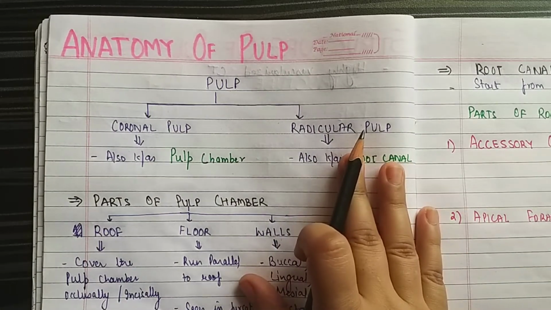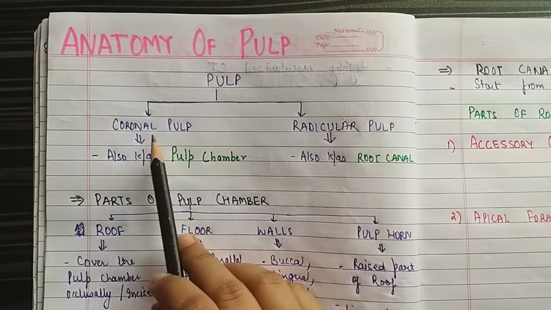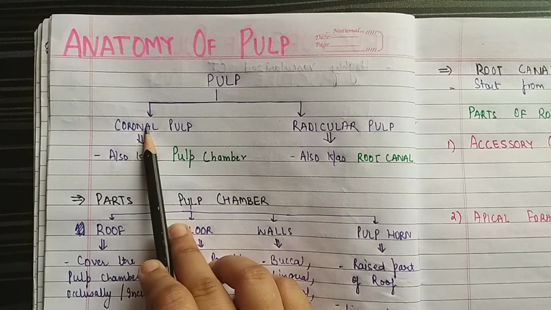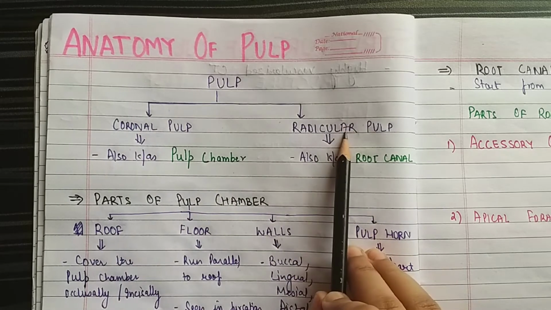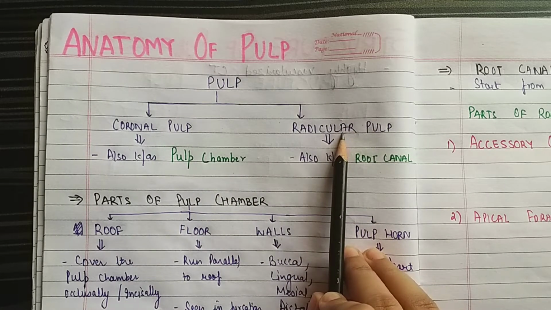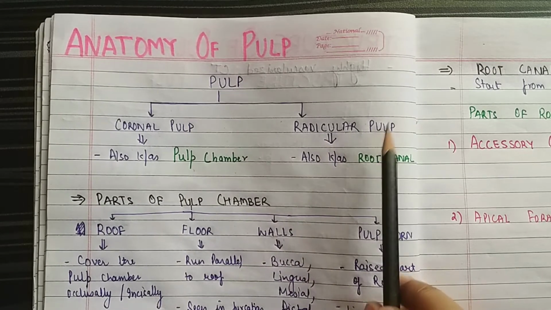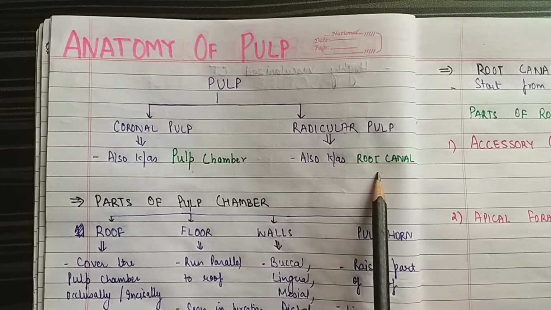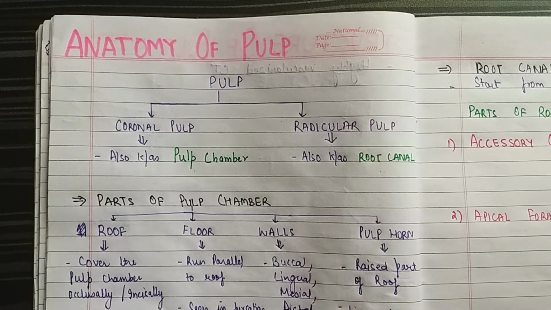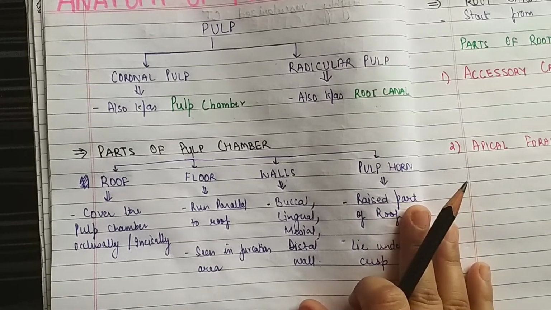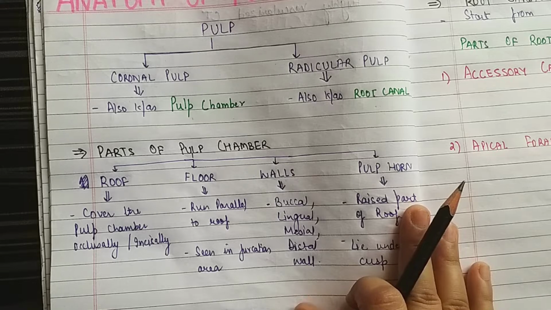Pulp has been divided into two parts, coronal pulp and the radicular pulp. As the name suggests, the coronal pulp is present in the coronal structure of the tooth and the radicular pulp is present in the root portion of the tooth. Pulp chamber is also known as coronal pulp, and like that, radicular pulp is also known as root canal in our day-to-day life. So first of all, we are going to study about the parts of pulp chamber.